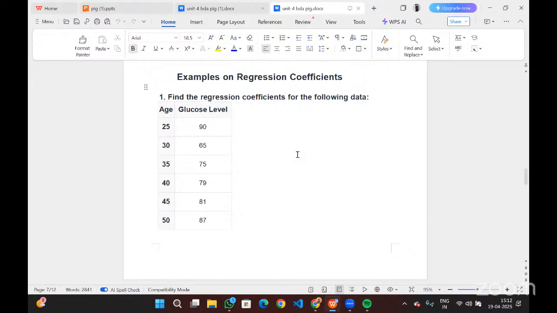Write down. Find the regression coefficient. Everyone has to solve this problem. I'll ask you the values, you have to tell the values. Find the regression coefficient for the following data. Take down the table. The table is having age and glucose level. Take down the contents of the table.